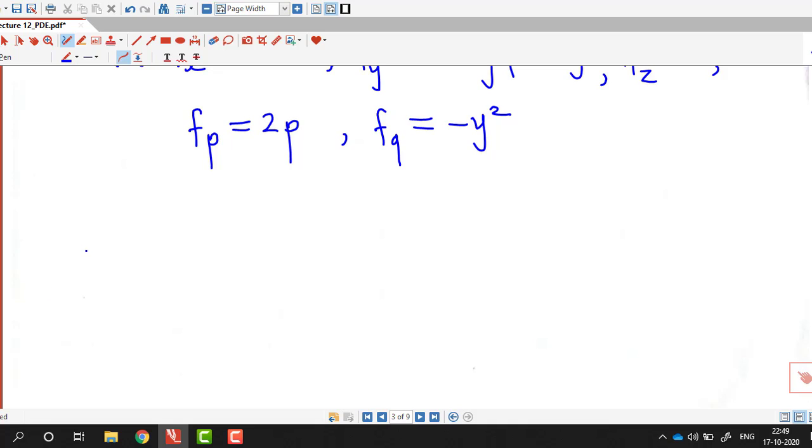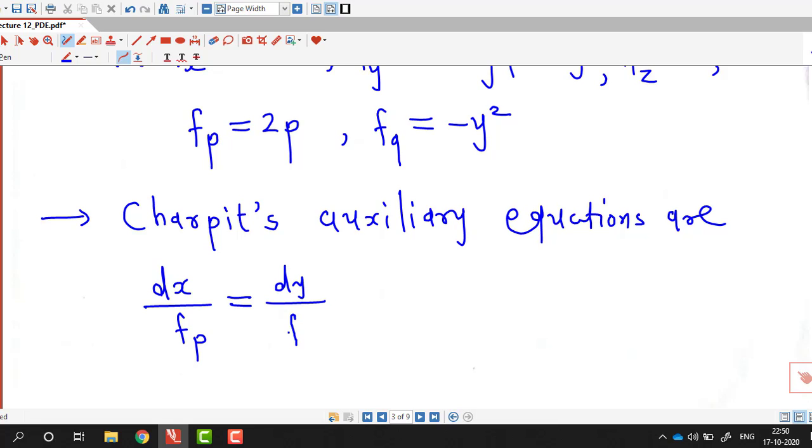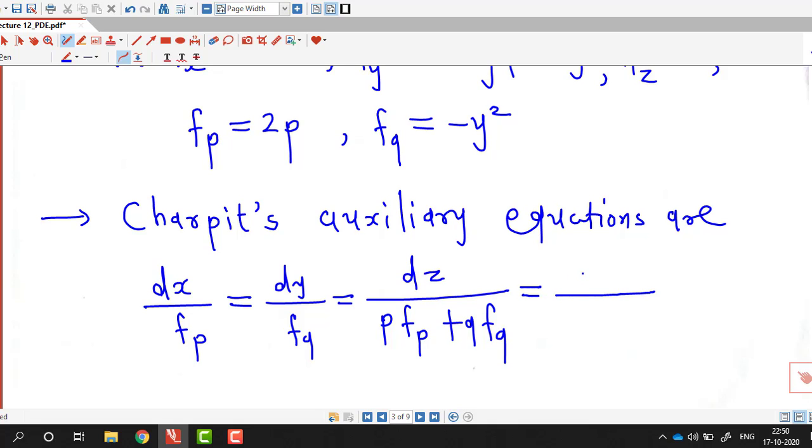So now we write down Charpit's auxiliary equations. Charpit's, this we have to remember, Charpit's auxiliary equations are dx divided by del f by del p equal to dy divided by del f by del q equal to dz divided by small p into del f by del p. This is multiplied with small p, and this del f by del q is multiplied with small q. So it is not hard to remember these equations.